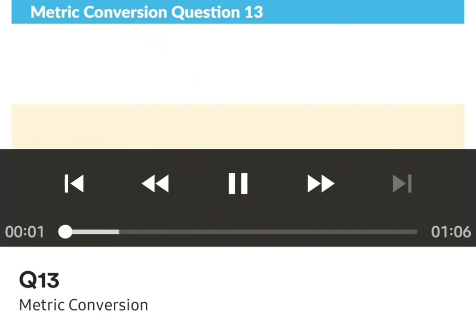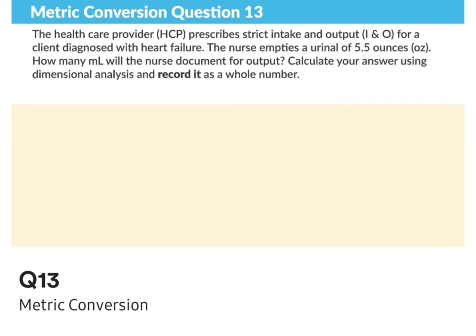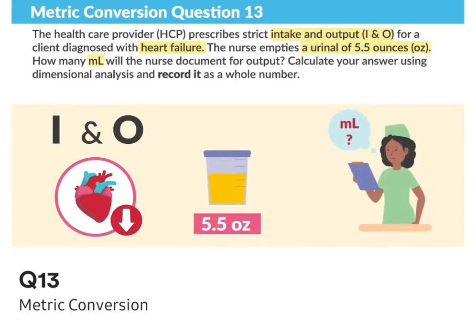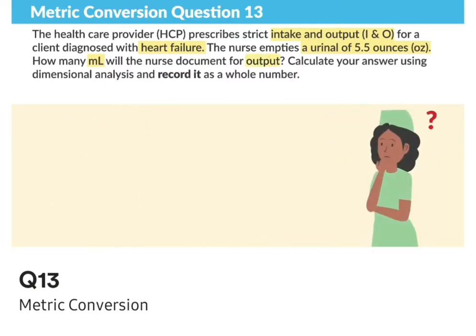Now moving on to the next question. The provider prescribes a strict I&O, or input and output, for a client diagnosed with heart failure. The nurse empties the urinal of 5.5 ounces. How many mLs will the nurse document for output? Calculate your answer using dimensional analysis and record as a whole number.